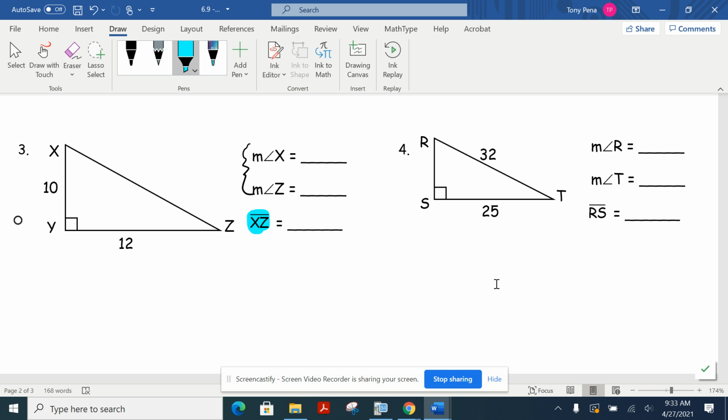So Becca, what are you writing down over there? I heard 10 squared plus 12 squared equals c squared. Good. Because that's the what, Becca? What theorem is this? Oh, the Pythagorean theorem.